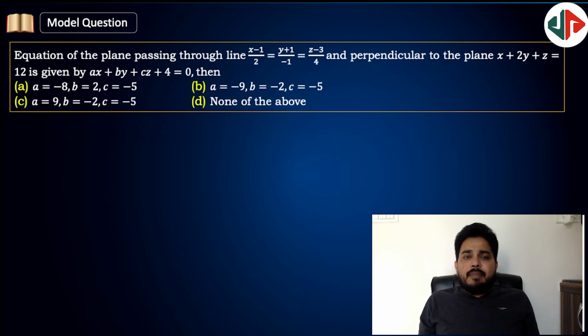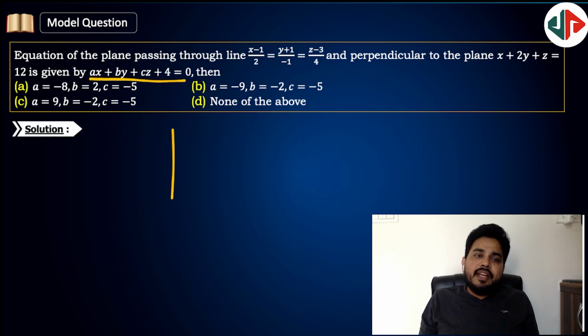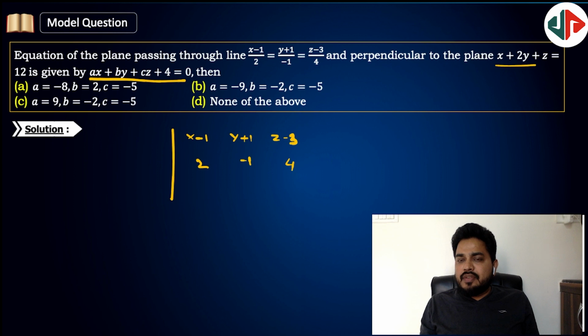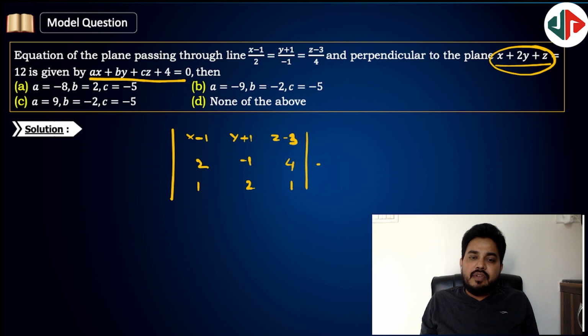The equation of the plane passing through this one and perpendicular to this plane is ax plus by plus cz is equal to 0. So the required plane equation is x minus 1, y plus 1, z minus 2. And you take this 2 comma minus 1 comma 4. Now this plane is perpendicular to this one. So the normal of this plane will be parallel to this required plane. So you write 1, 2, 1, determinant is equal to 0.